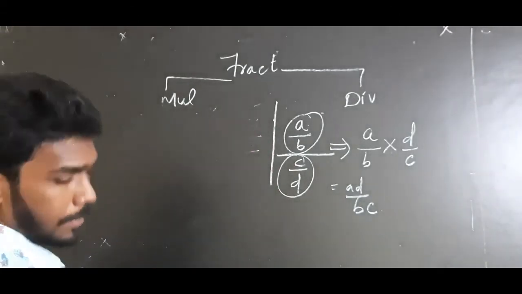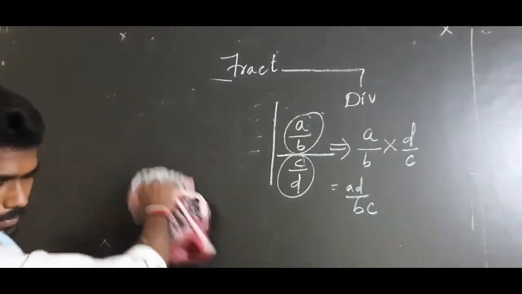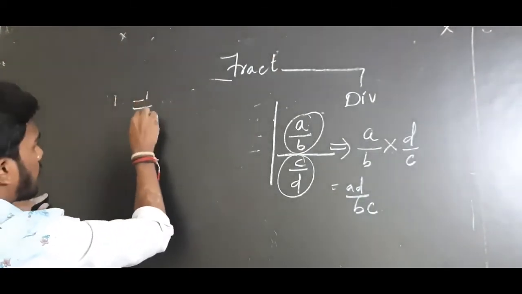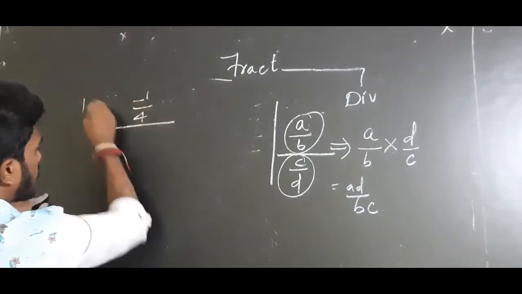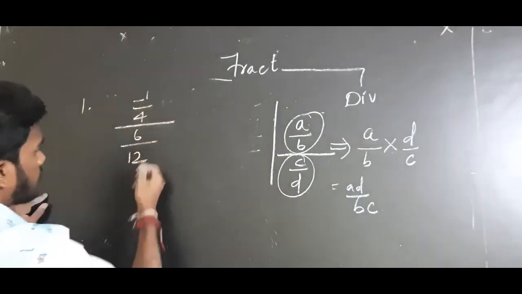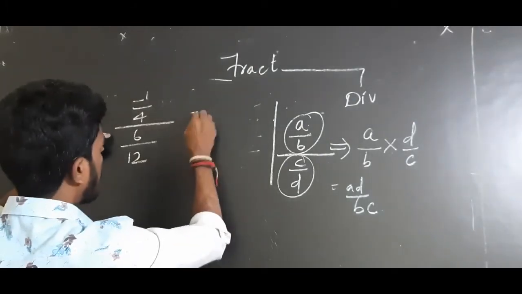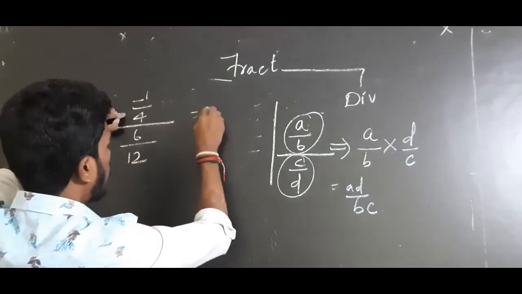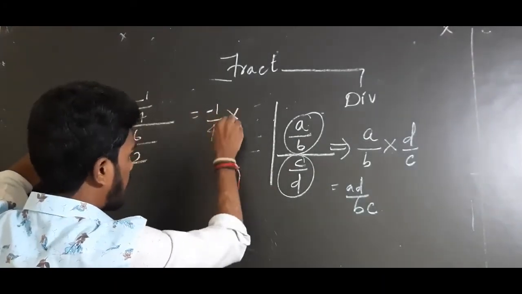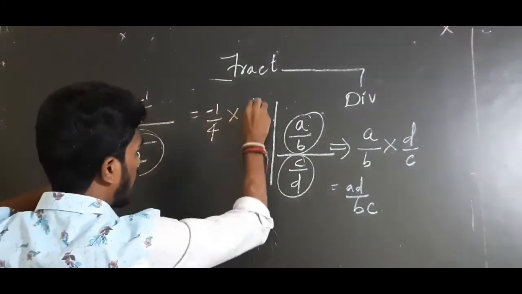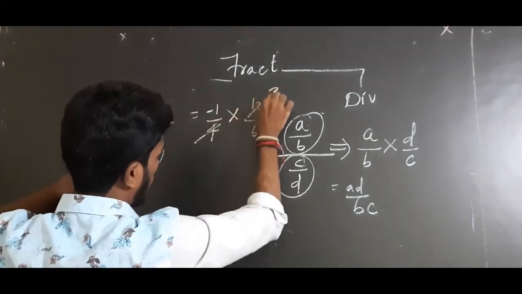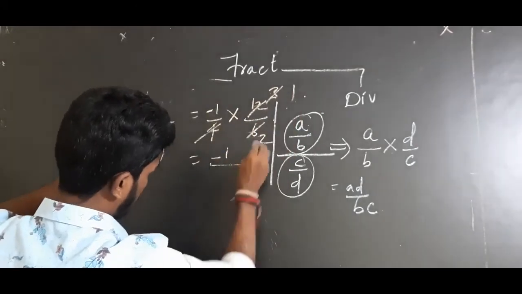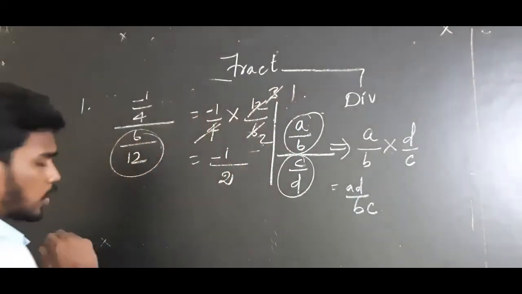In scenario number 1, minus 1 by 4 divided by 6 by 12. How will we tackle this sum? You can cancel within this if you require. That's not going to cause any issue. So minus 1 by 4, we have to multiply. Transpose of this will be 12 by 6. 4 3s are 12. 3 1s are 3. 3 2s are 6. Minus 1 into 1 will give you minus 1. Answer will be 2. This is one of the scenarios.